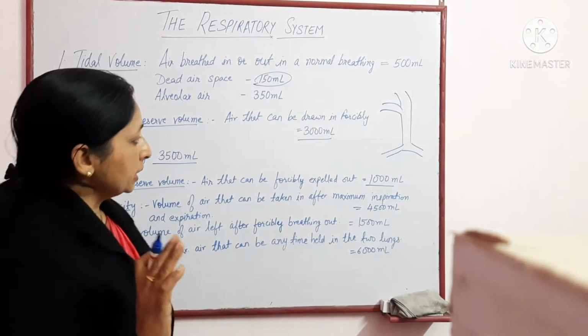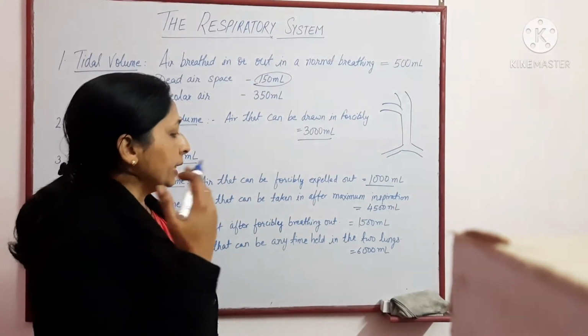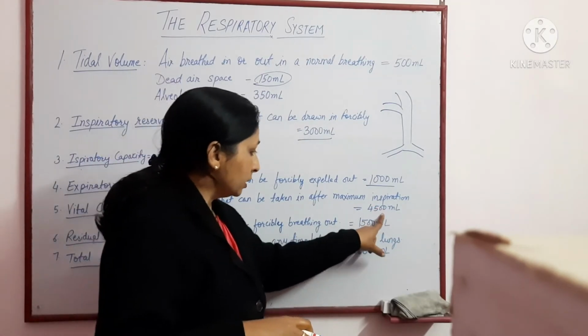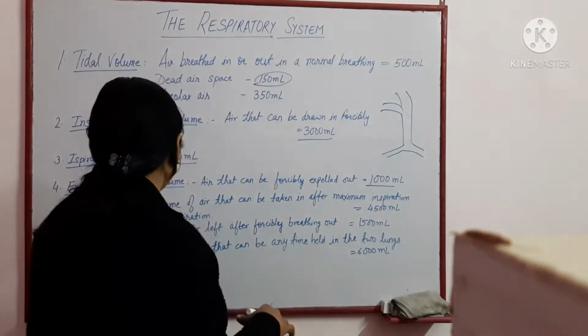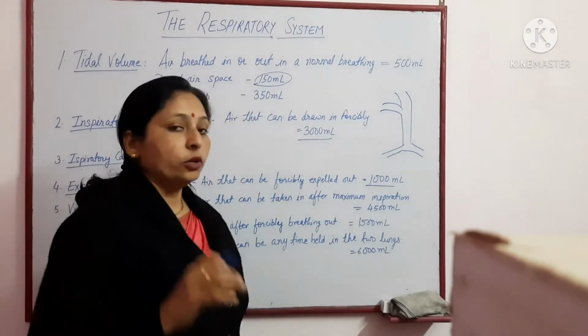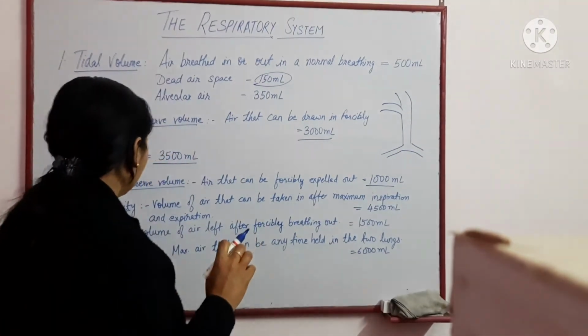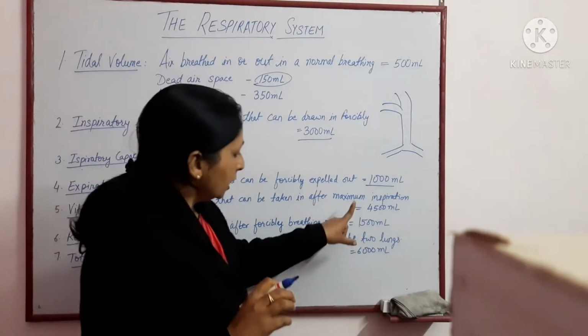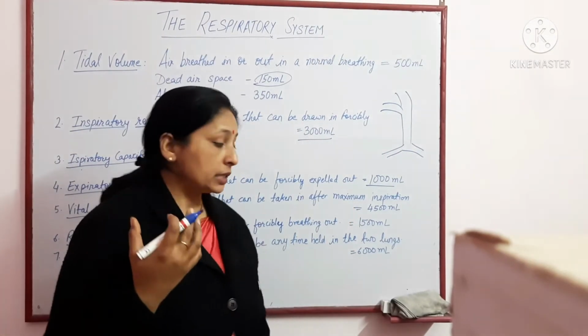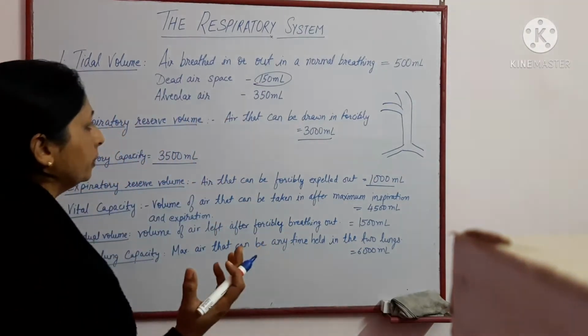Total lung capacity is the volume after maximum inhalation or exhalation. Vital capacity and the residual volume together form the total lung capacity. These two together form the total lung capacity of the two lungs, and that is 6000 milliliters.